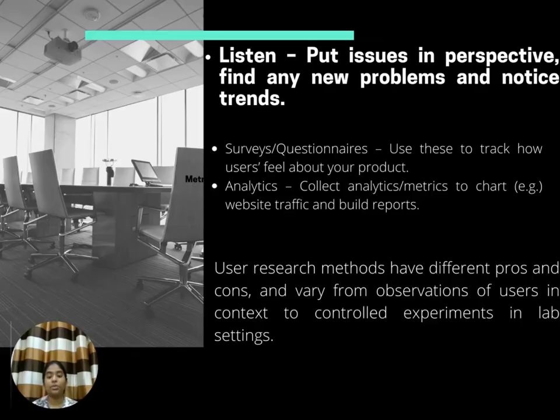Listen. Put issues in perspective, find any new problems and notice trends. Conduct surveys or questionnaires. Use these to track how users feel about your product. Analytics: collect analytics to chart website traffic and build reports. User research methods have different pros and cons and vary from observations of users in context to controlled experiments in lab settings.